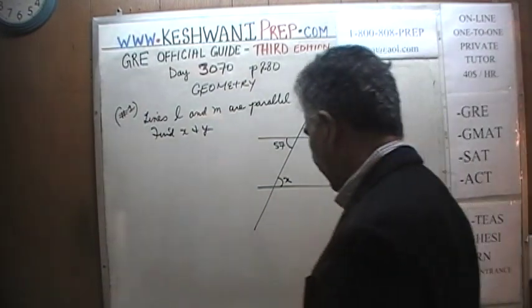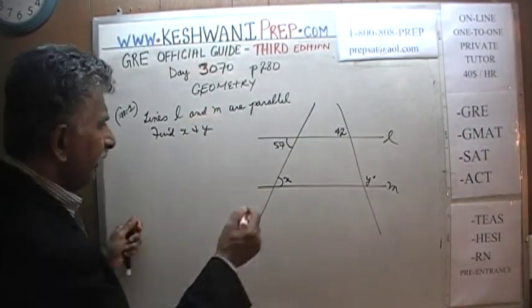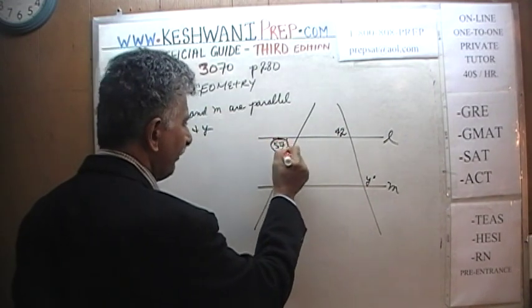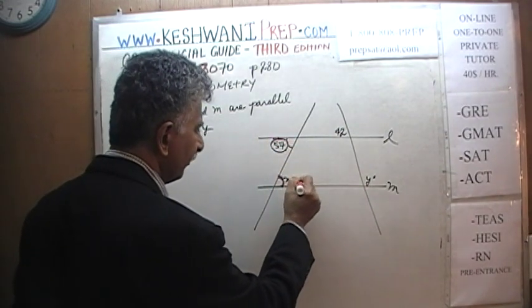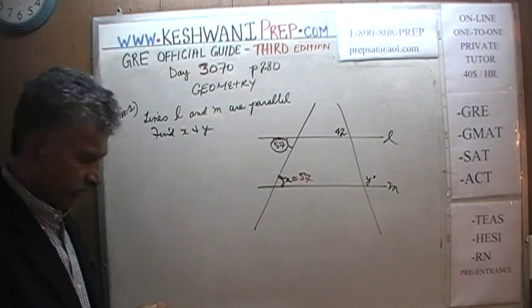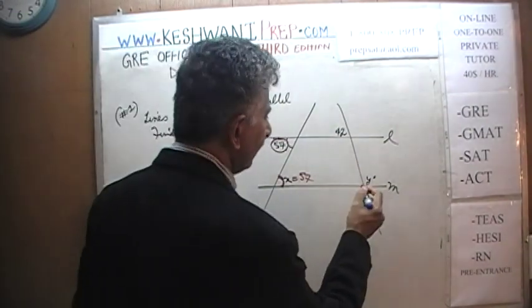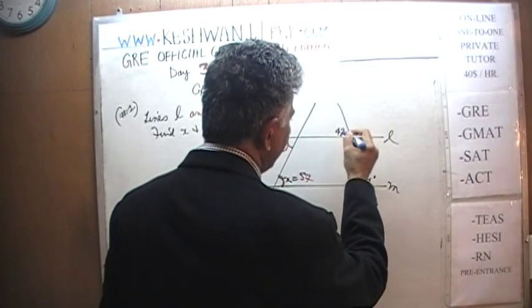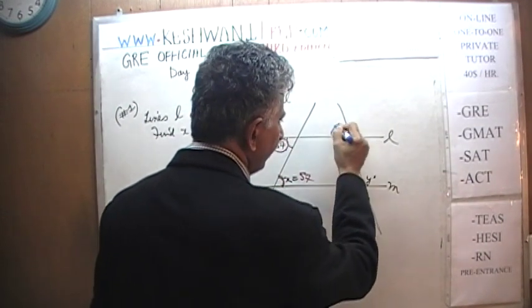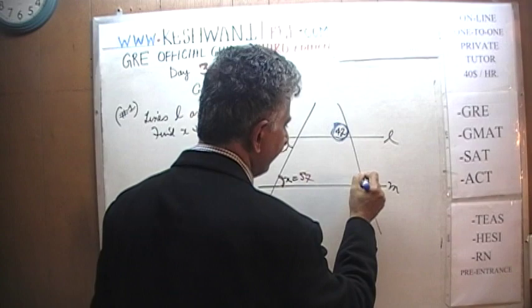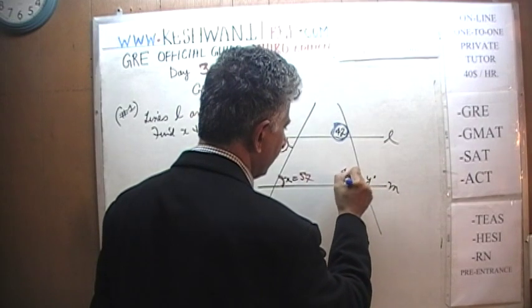If they are parallel, then we know that if this is 57, then its opposite interior angle is also 57. So this is also 57. That was very straightforward. Also, the same logic will apply here. If this is 42, then this angle right here is also 42.